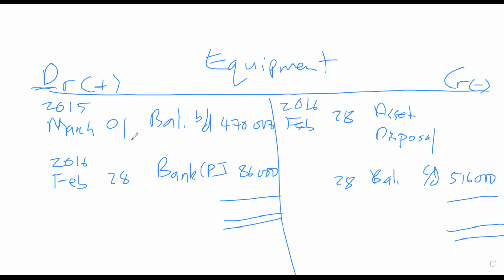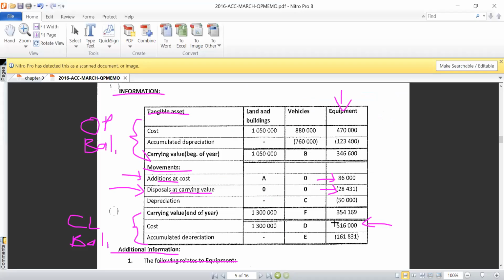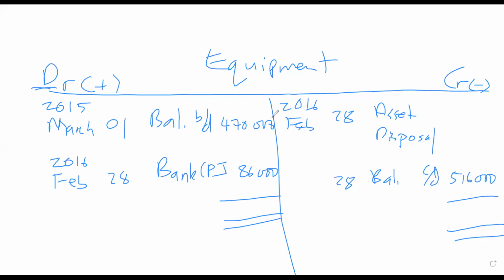Let's go back to our info. How much is it? Here it is. This is the closing balance, 516,000 rands. The opening was 470,000. And something happened, we bought, but at the same time, also there was something that we sold. So if I compare the two sides, which side is bigger? The credit side. No, wait. Sorry, the debit side. The debit side, yeah, because there's 470.